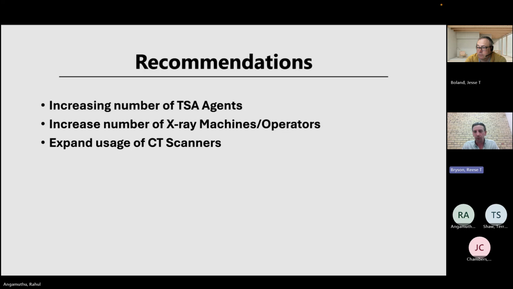And the last recommendation would be to expand the usage of CT scanners. This is computed tomography scanners. These scanners provide operators with 3D images of the baggage. This speeds up the process while allowing easier detection of explosives and prohibited items. Another way that this would improve the process is you would not have to take off all of your belts and everything else like we currently do with the current scanners.